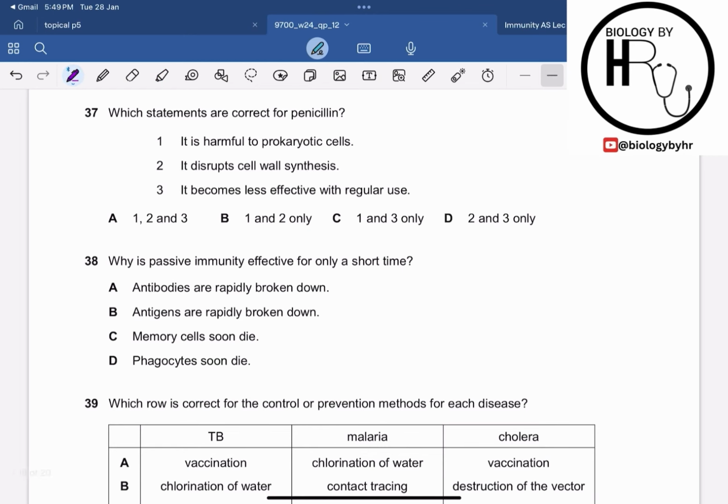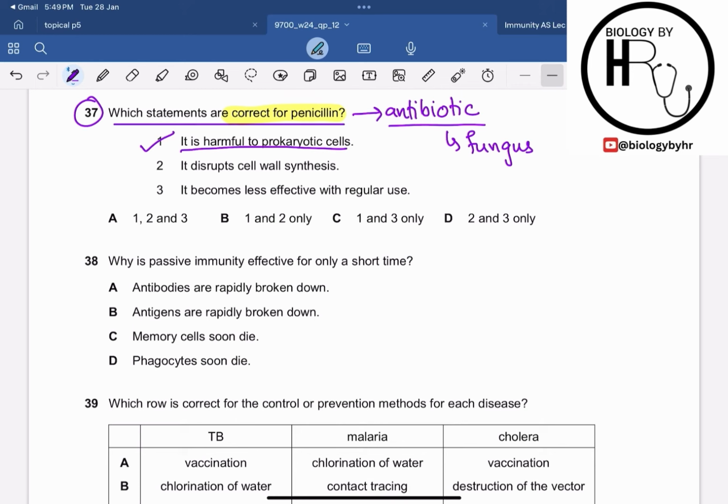Similarly, let's now move on to question number 37, which asks which statements are correct about penicillin. Penicillin is a very popular antibiotic which is made from fungus. We have to choose the correct statements for penicillin. It is harmful to the prokaryotic cells. Yes, it is definitely harmful for the prokaryotic cells, which are the bacterial cells. Penicillin interrupts the cell wall synthesis of the bacterial cells and disintegrates the cell wall. So yes, it disrupts the cell wall synthesis as well. It is harmful to the prokaryotic cells also.